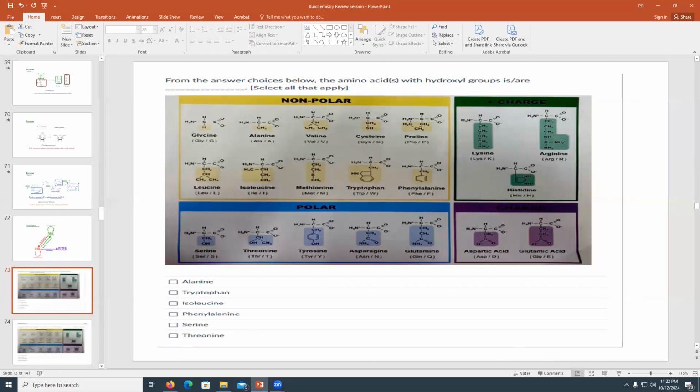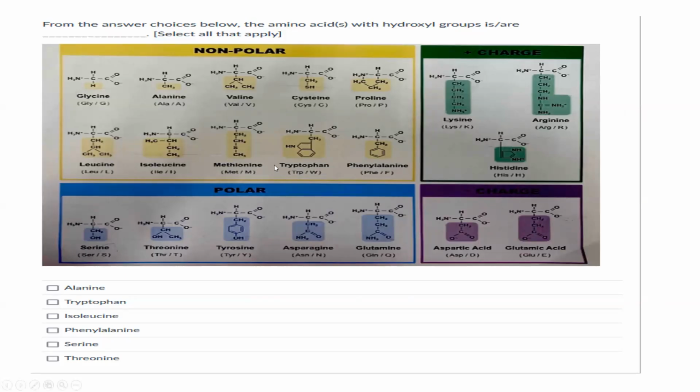Okay. All right. So let's go through all the questions very quickly. From the answer choices below, this question is asking you, which amino acids have hydroxyl groups? Hydroxyl is an OH. The amino acid that has a hydroxyl group, like serine. Does alanine have an OH? No. Tryptophan does not have an OH.